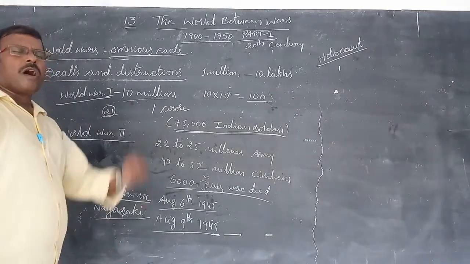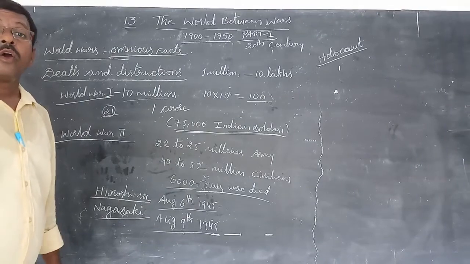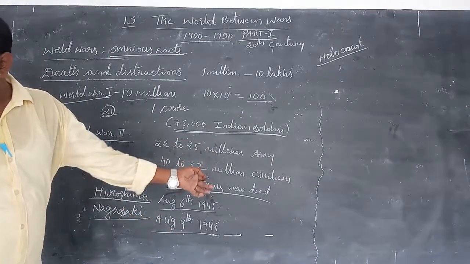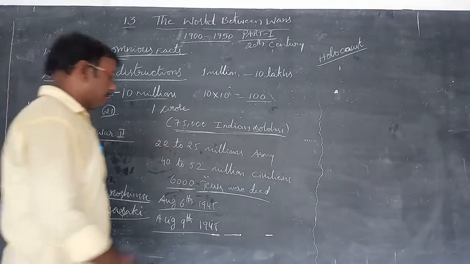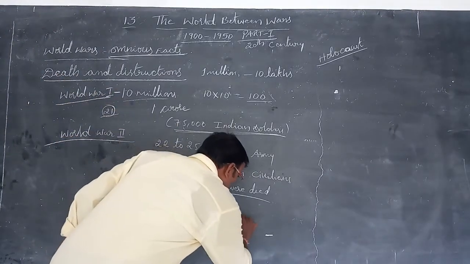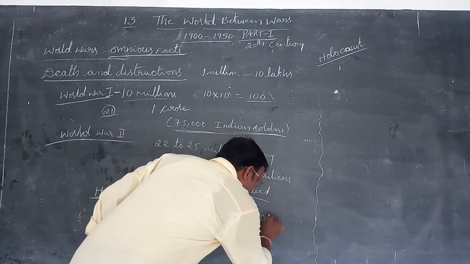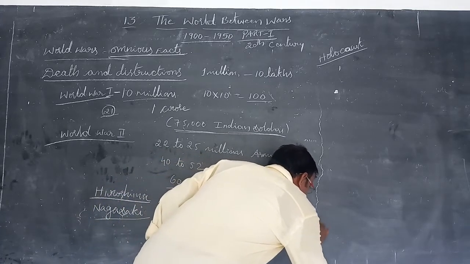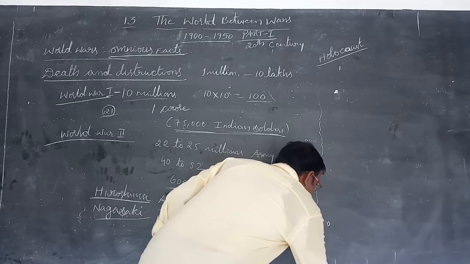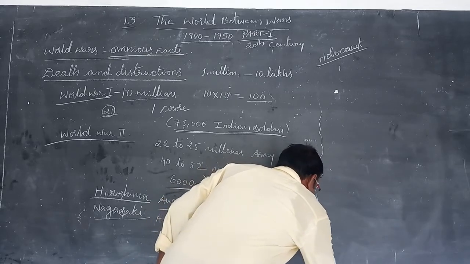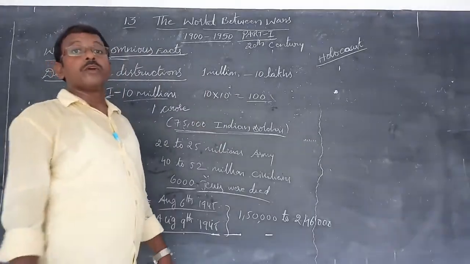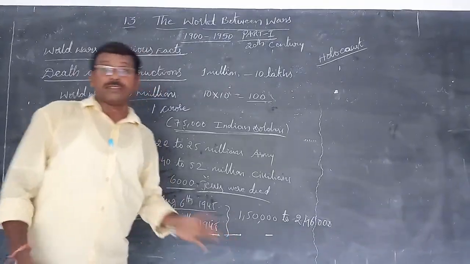A lot of people, nearly 1,50,000 to 2,46,000 people, died in these 2 places. People lost their lives.